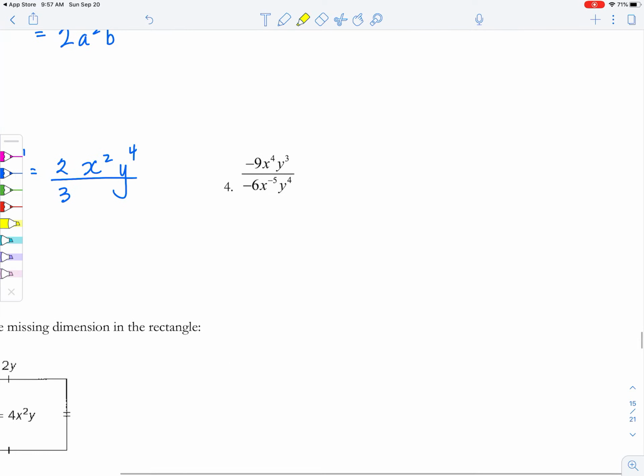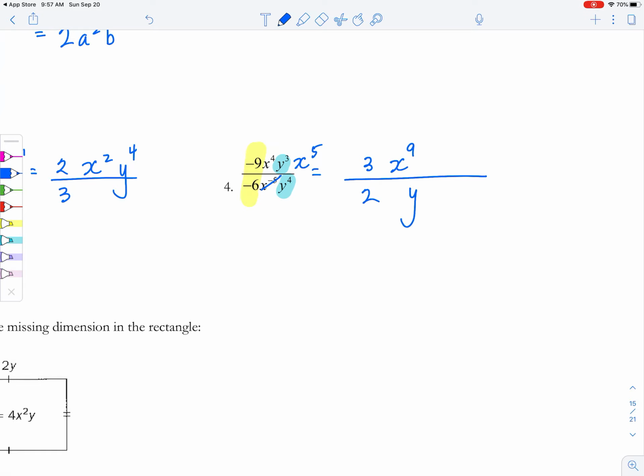Question 4, looking at the numbers, minus 9 over 6. We can divide them both by minus 3. So we'd be left with 3 up top, 2 down below. The x^4 over x to the minus 5, it's like that x to the 5 is up top. So x to the 4 times x to the 5 gives me x to the 9. And then looking at the y's, I've got y^3 up top, y to the 4 in the denominator. So the denominator is bigger by 1, so I'll end up with y in the denominator.